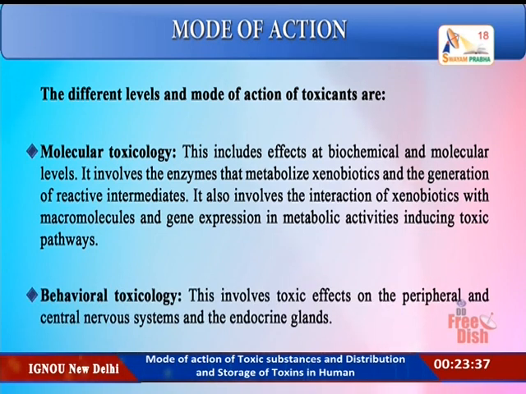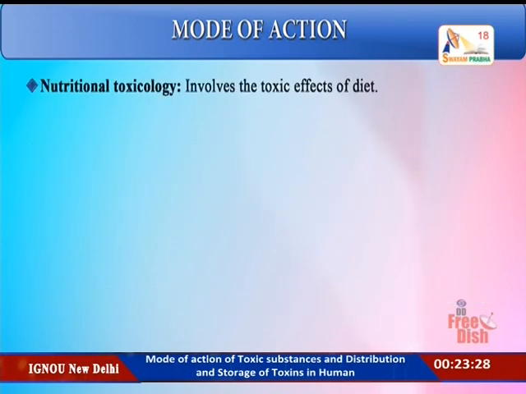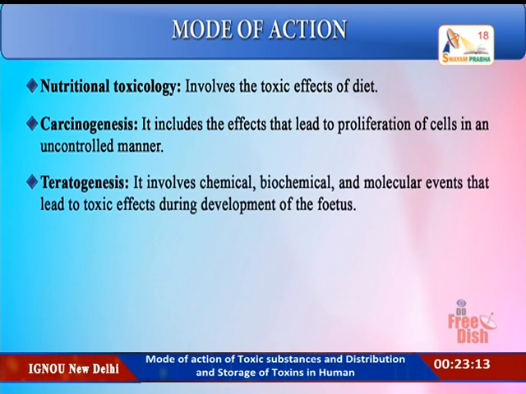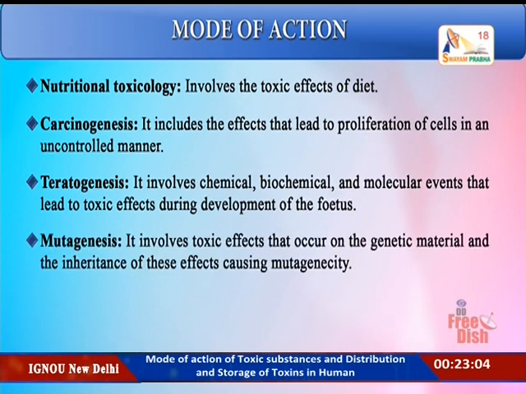Behavioral toxicology. This involves the toxic effects on the peripheral and the central nervous system, and also on the endocrine glands. Nutritional toxicology. This involves the toxic effects of diet and nutrition. Carcinogenesis. It includes the effects that lead to proliferation of the cells in an uncontrolled manner. Teratogenesis. This involves chemical, biochemical, and molecular events that lead to toxic effects during the development of the fetus. Mutagenesis. This involves the toxic effects that occur on the genetic material and the inheritance of these effects causing mutagenicity.